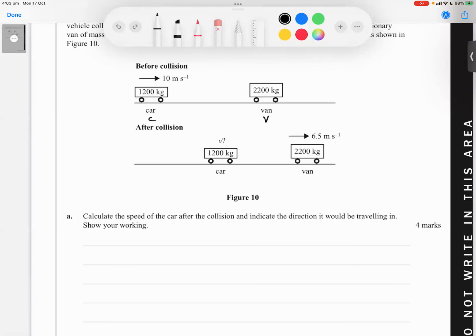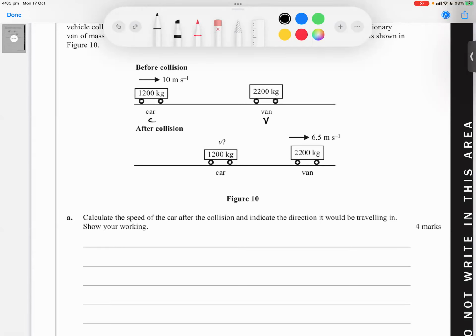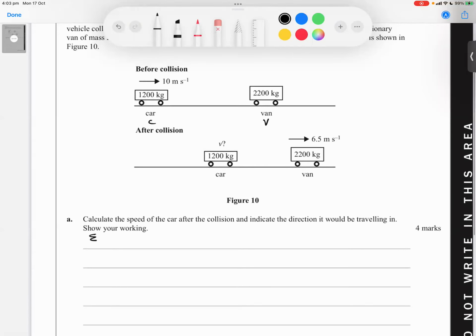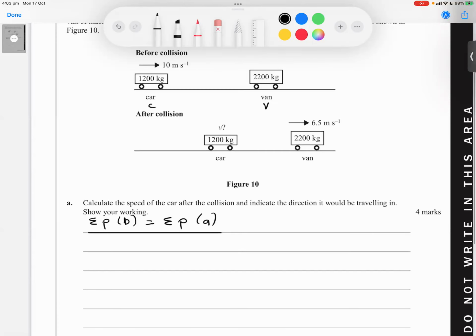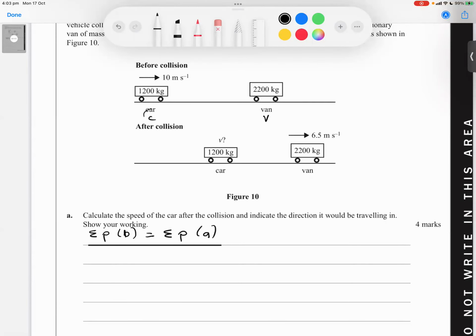So it's important to identify the approach. This is a conservation of momentum problem. We can either write that statement or simply write the sum of the momentum before equals the sum of the momentum after. It's important to write that. Might even put a line under it. We can label the objects C for car or V for van.